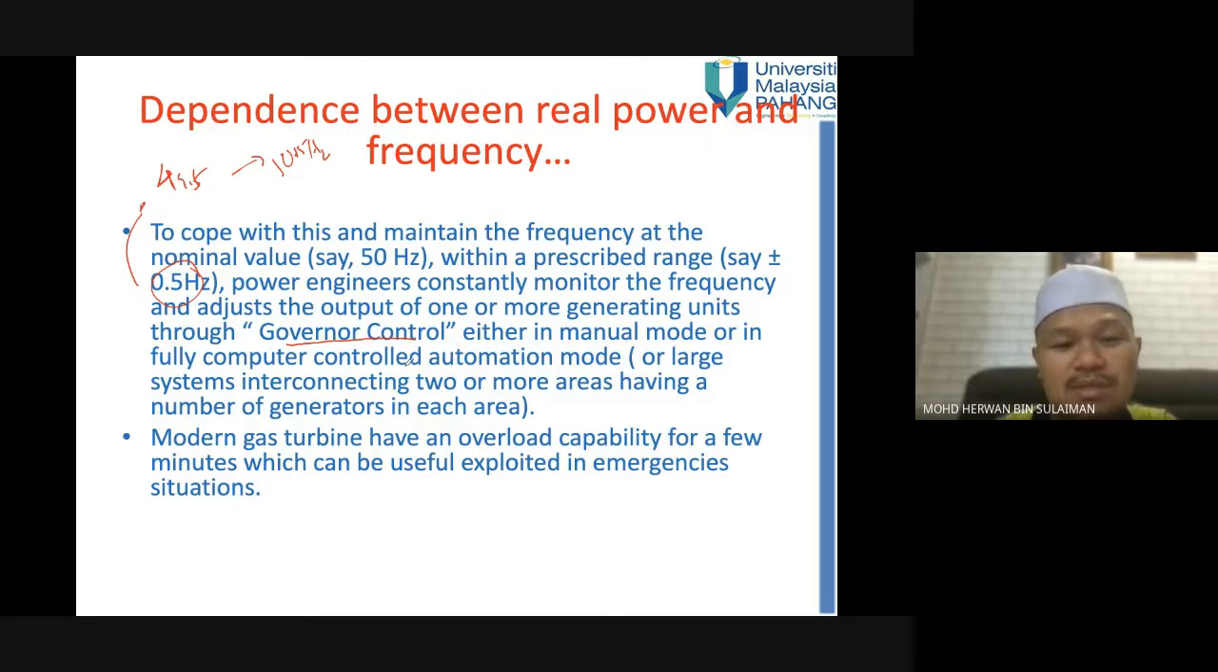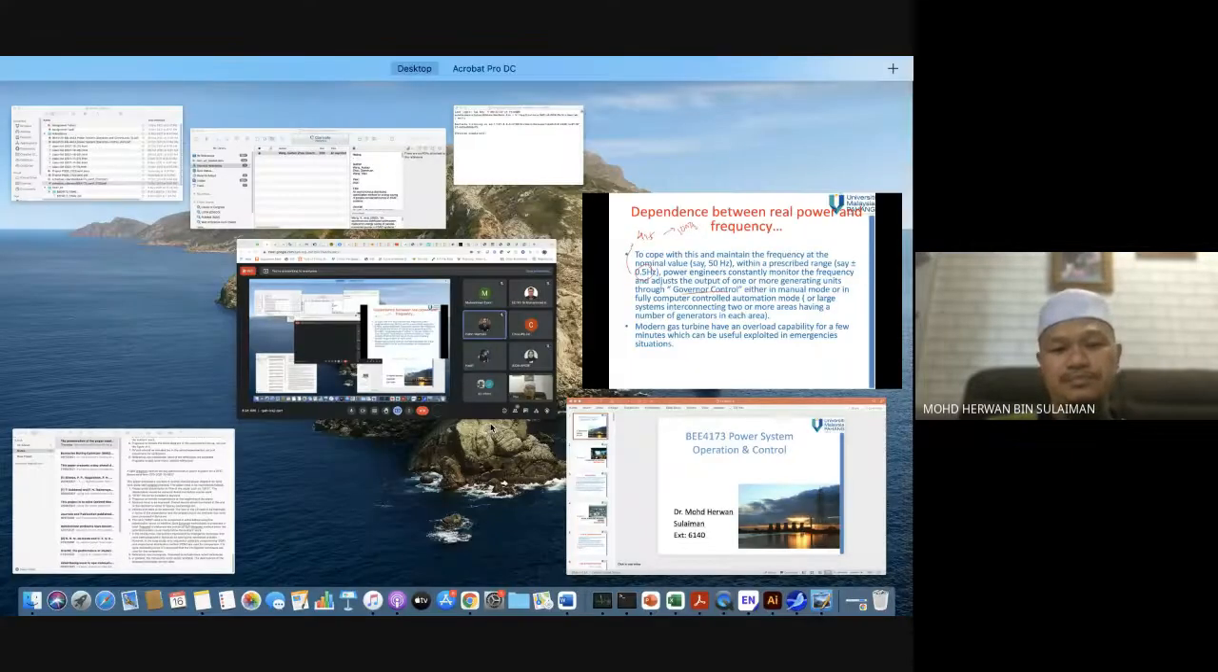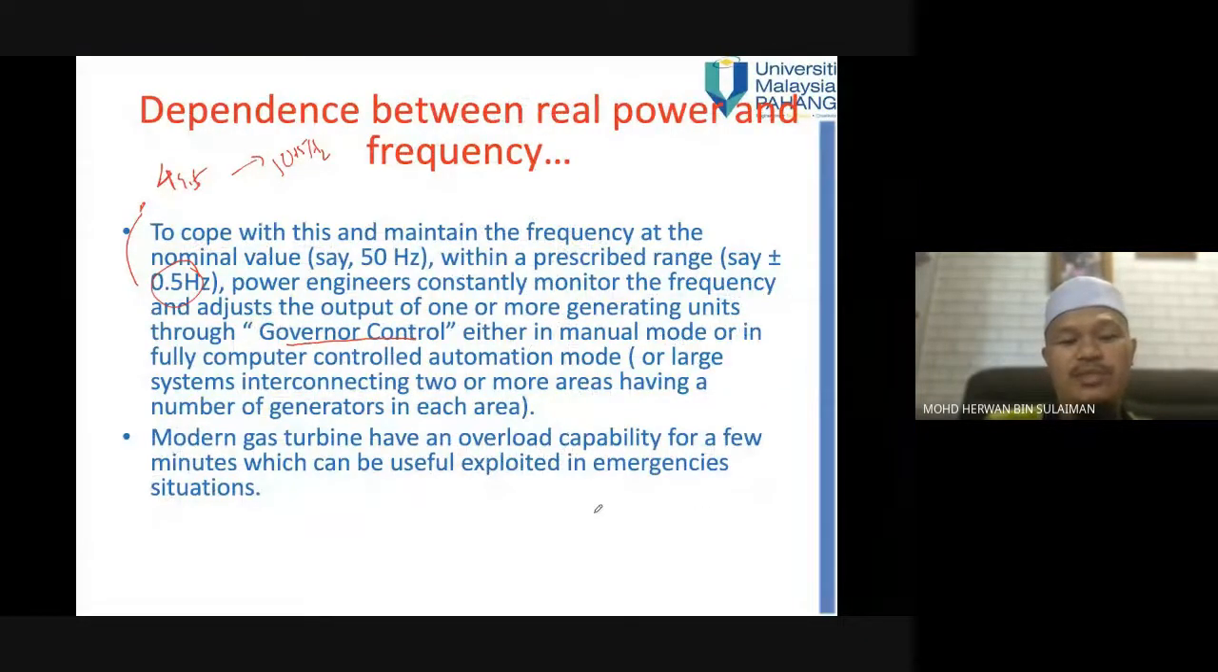Okay, or a large system interconnecting two or more areas having a number of generators in each area. So modern gas turbines have an overload capability for a few minutes. So biasanya dalam modern power system, power generator ni kita ada overload capability untuk few minutes. Tapi dia tak boleh lama. Kalau lama, the lifespan of the equipment akan drop lah. Dia akan kacau.